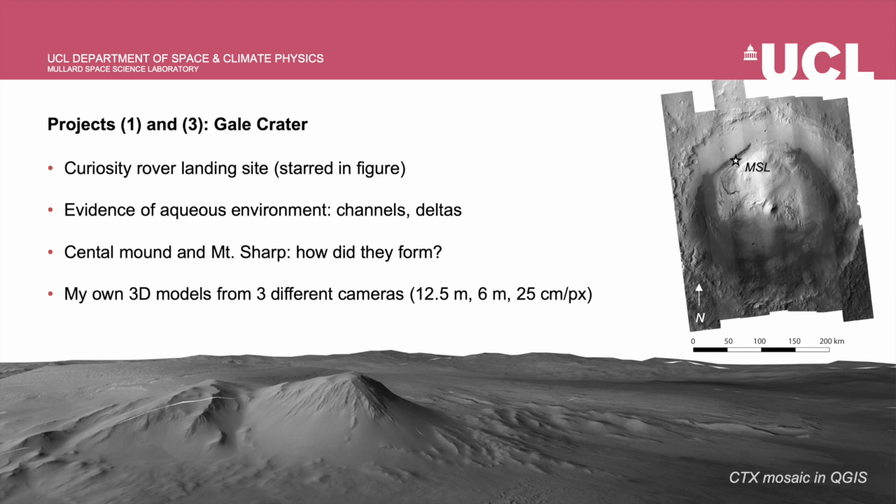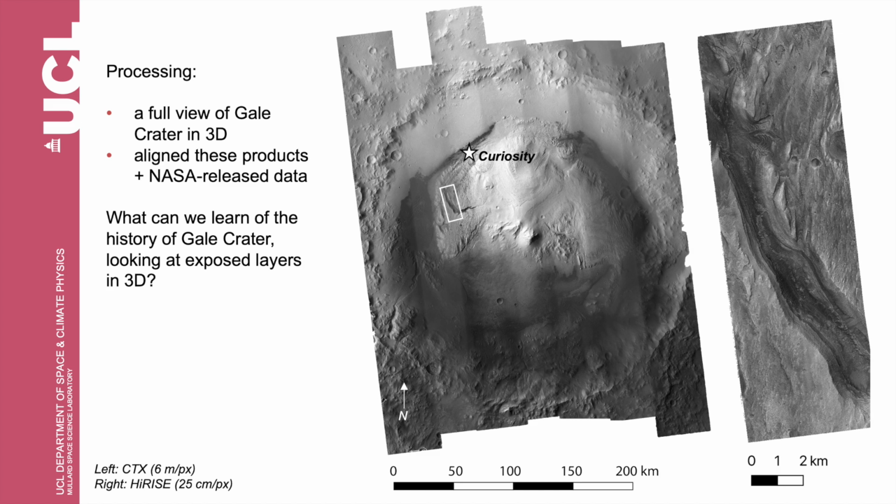With regards to 3D processing, I've done 3 stages of 3D processing from 3 different cameras. So from a bit of a lower resolution, 12.5 meters per pixel, up to 25 centimeters per pixel. So the smallest thing you can see is maybe a rock just a bit longer than your forearm. So this is really high resolution imagery, and it's actually better than most imagery that we get from space of Earth.